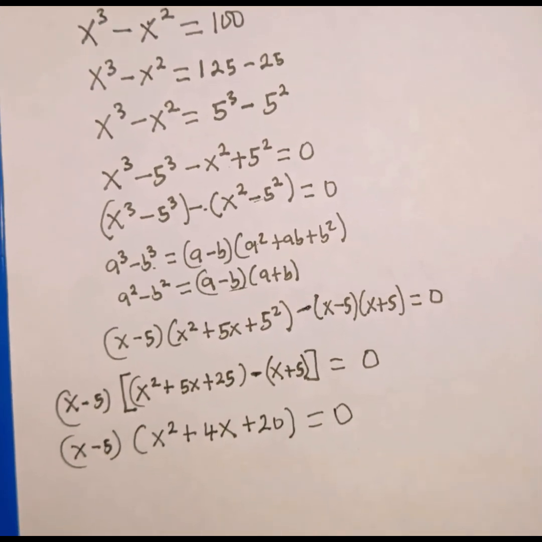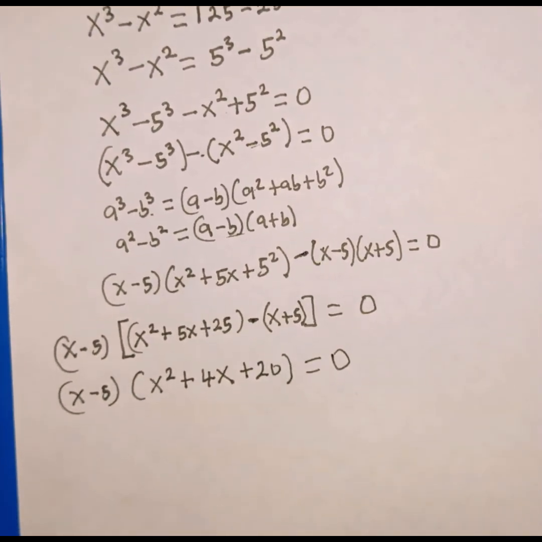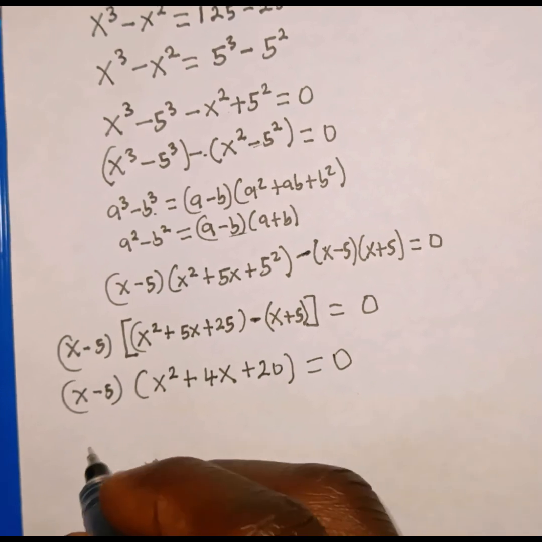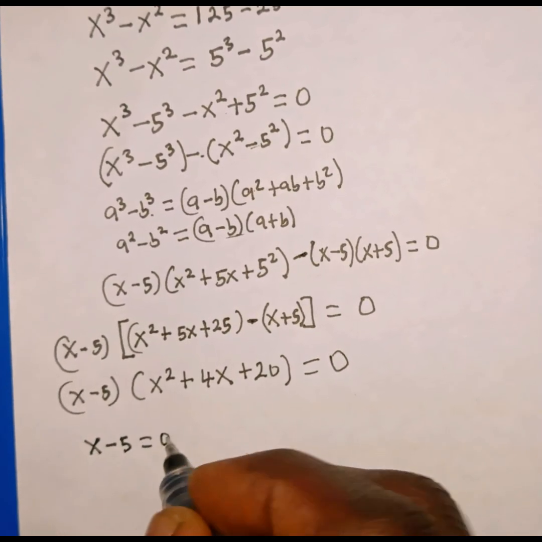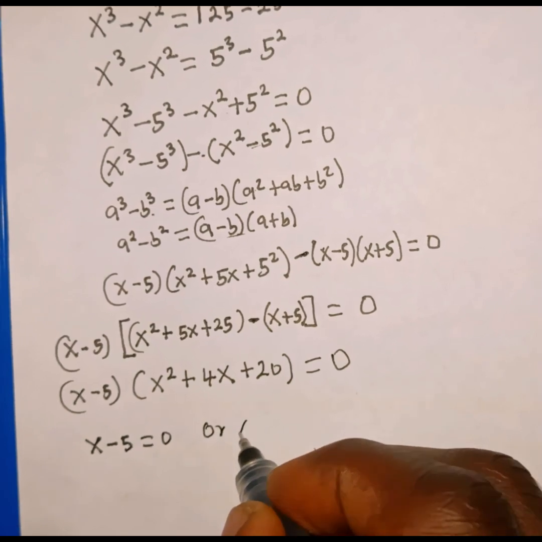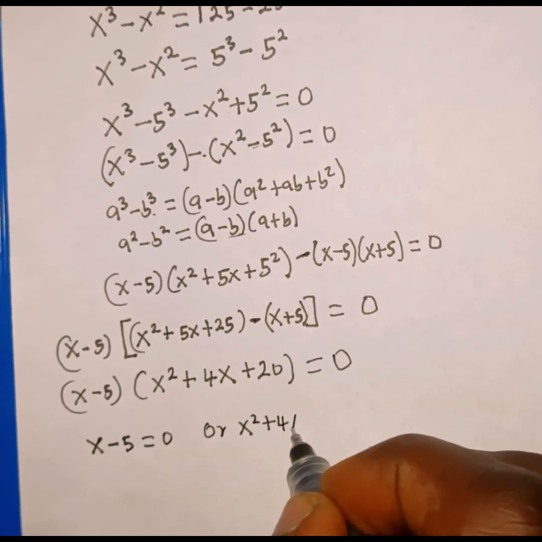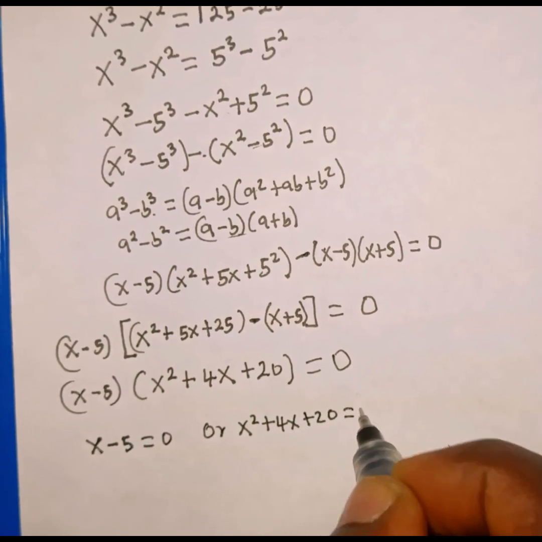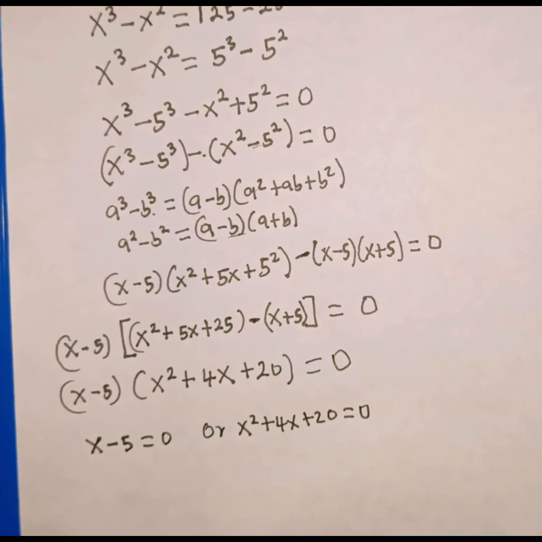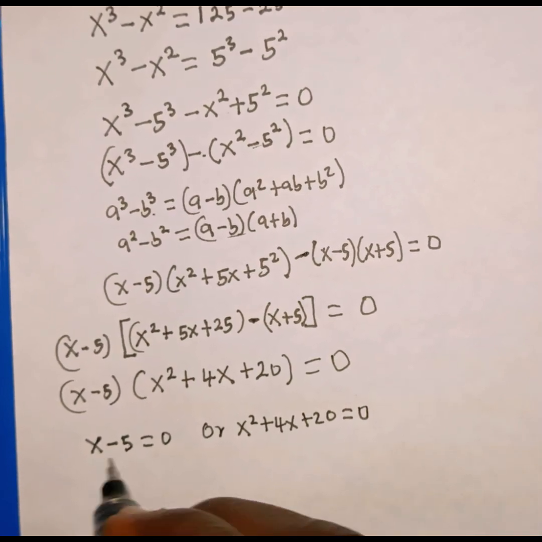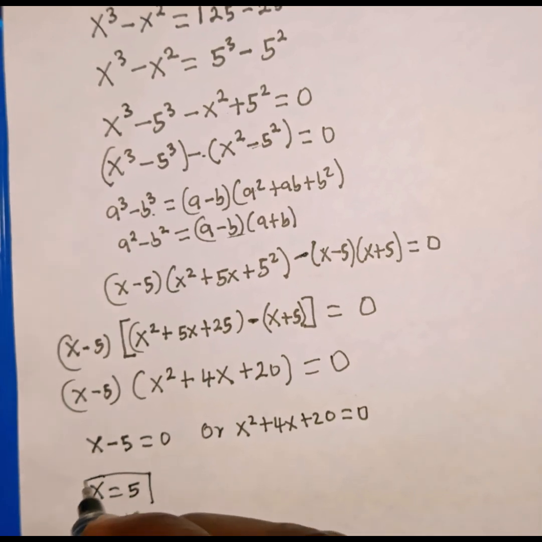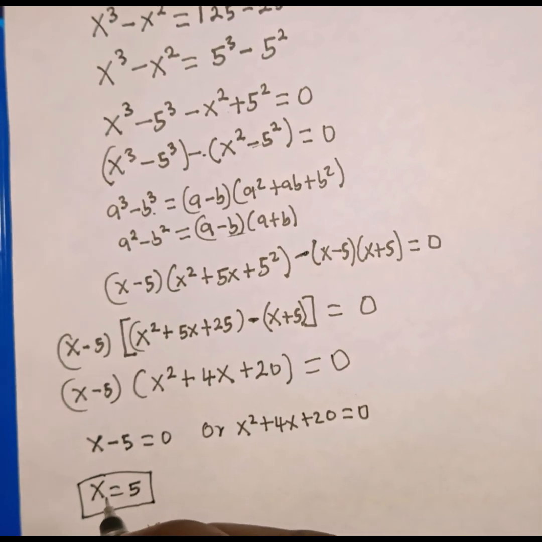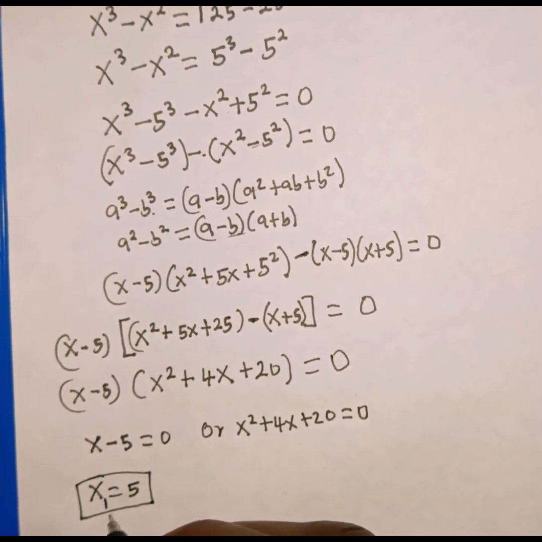Now, what do you notice? Two terms are multiplied by each other to give us 0. So we're going to have two cases. Case 1 is x minus 5 equal to 0, or the second case is x squared plus 4x plus 20 equal to 0. In the first case, when we take this negative 5 to the right hand side, it becomes positive 5. So therefore, x is equal to 5, the first solution.